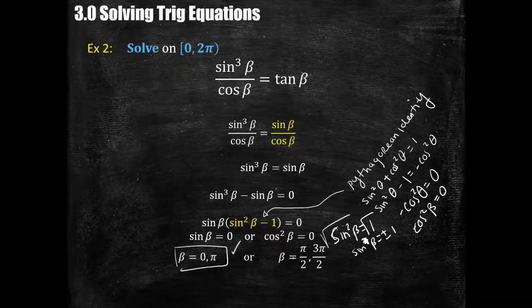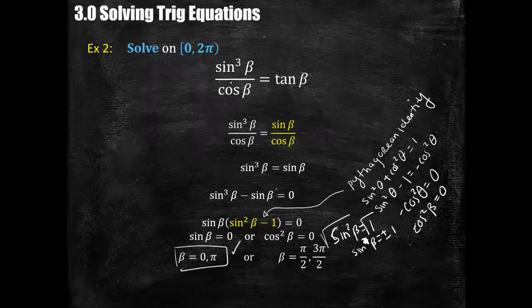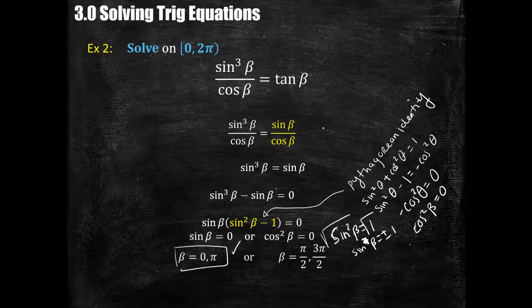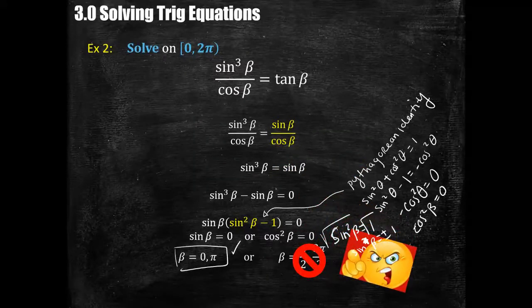Check. Pi over 2, I would get 1 over 0. Uh-oh. That's undefined, right? So that's a domain issue. Even though it's undefined equals undefined, that's a domain issue, right? So that's going to get kicked out. So my solutions on the interval 0 to 2 pi is just 0 and pi.